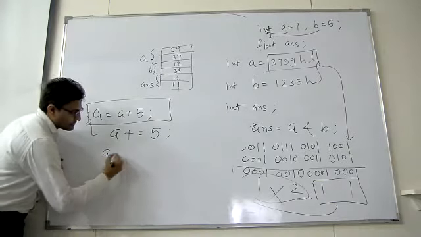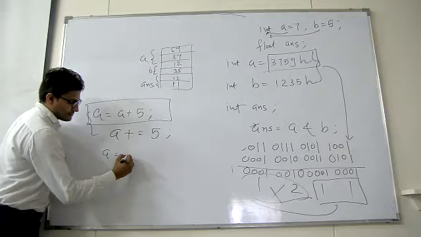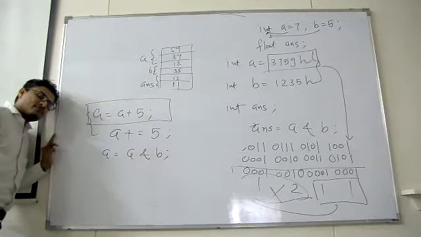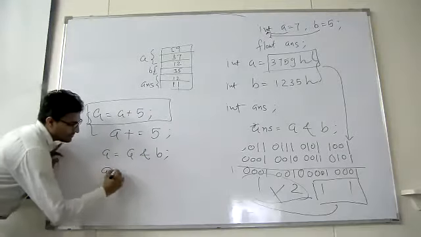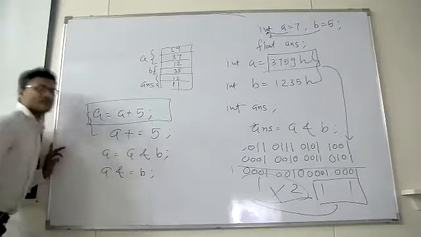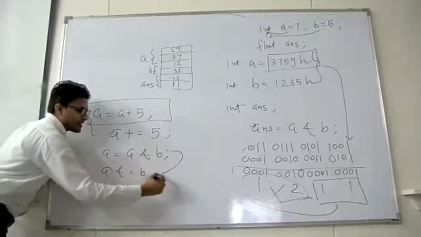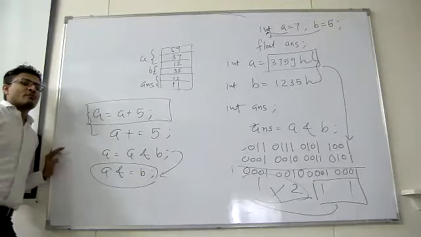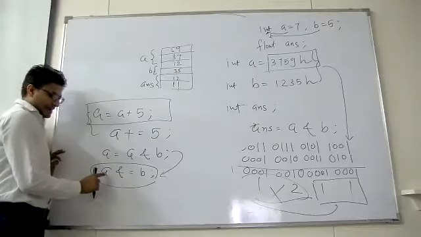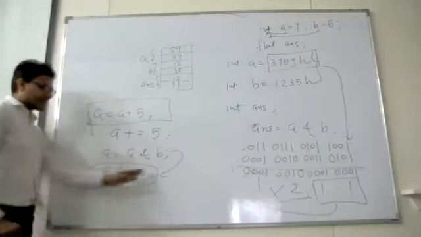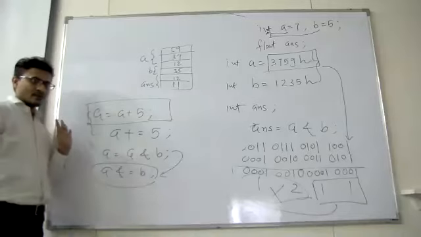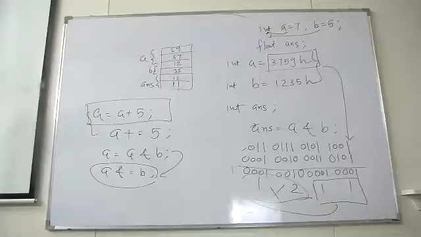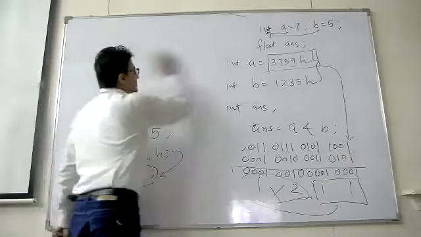Suppose, what is the short method to represent this? A AND equal to B, yes, very good. So you can replace this type of expression by the short method. A AND is equal to B means performing the AND operation of A and B, and the answer will be stored into A. Clear? Okay. So these are the short methods.